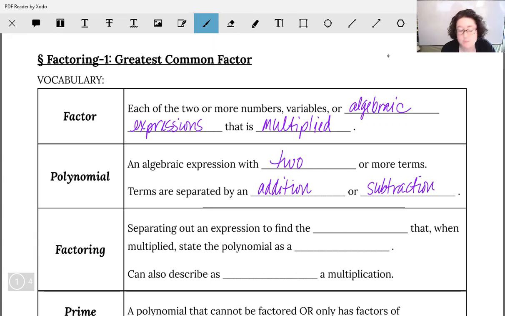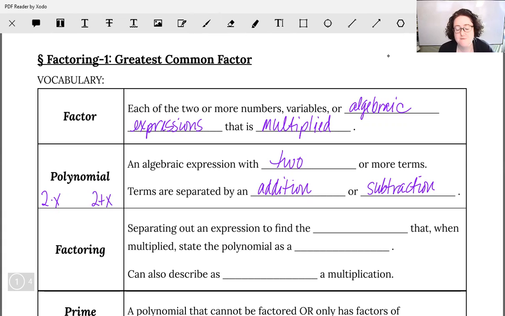If you do have a multiplication sign written in, which isn't going to be too often, that is not a separation of terms. So for example, if you had 2 times x, that's still considered just one term, versus 2 plus x is actually two separate terms.